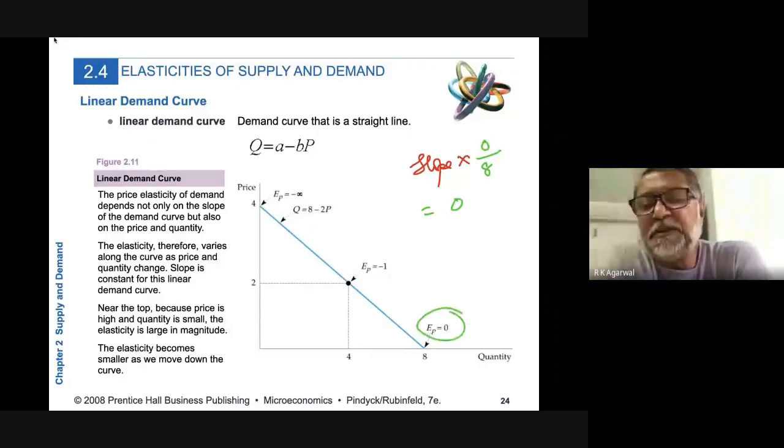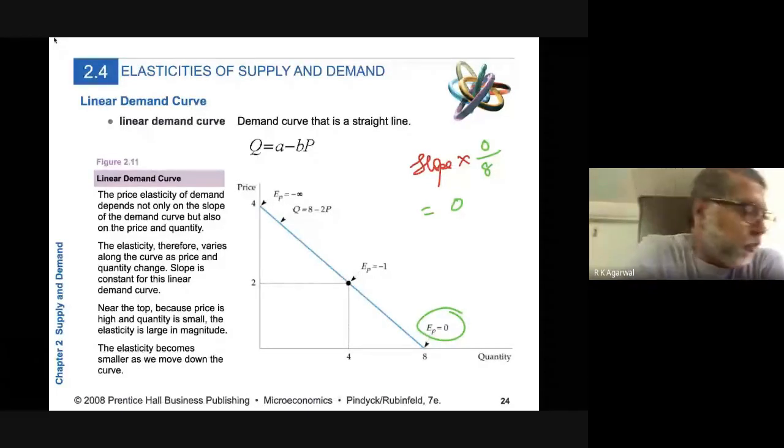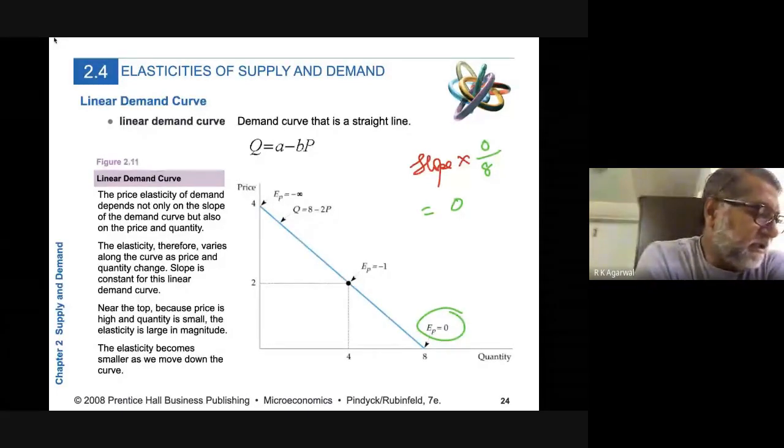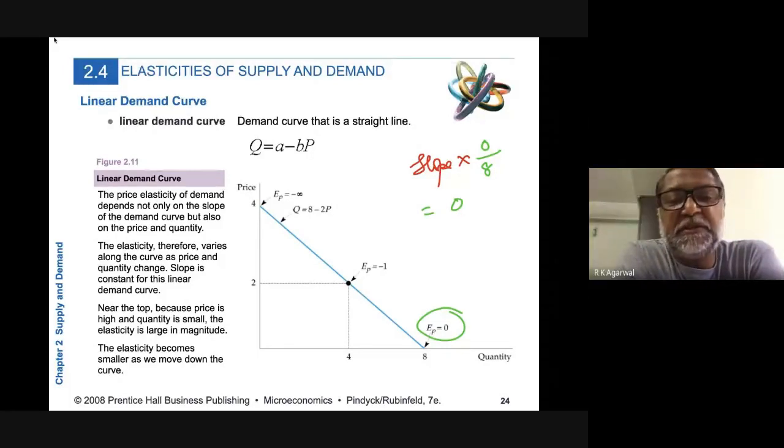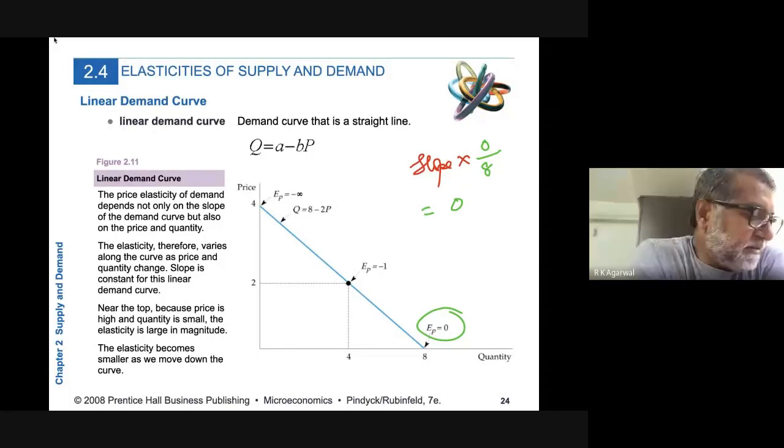Therefore elasticity is 0. Now can you work out why elasticity is infinity at this other point? Because quantity is 0, and anything divided by 0 is infinity. That is why this is infinity. At this point the elasticity is infinity, and at this point the elasticity is 0.